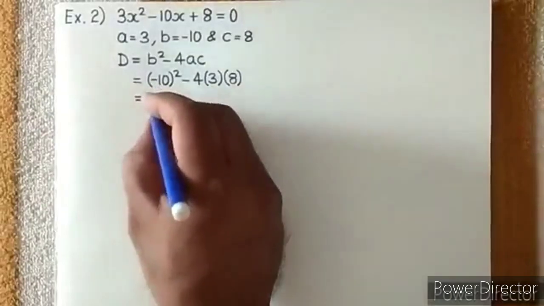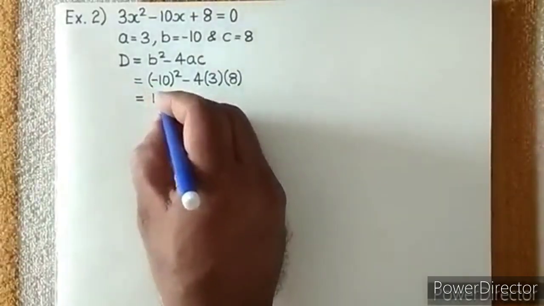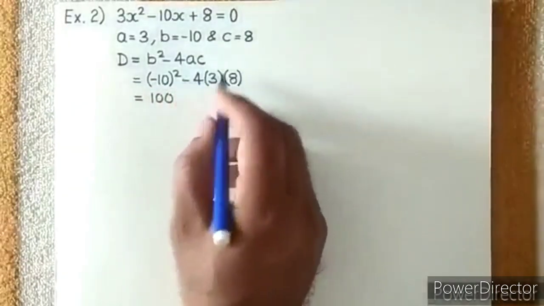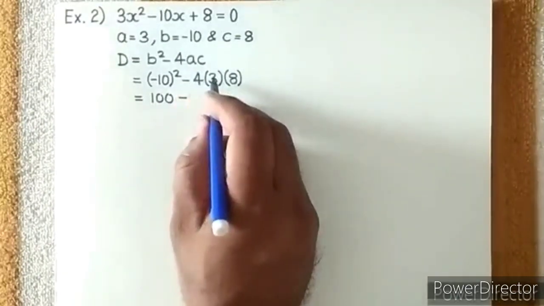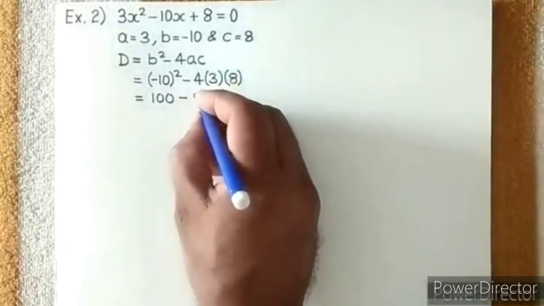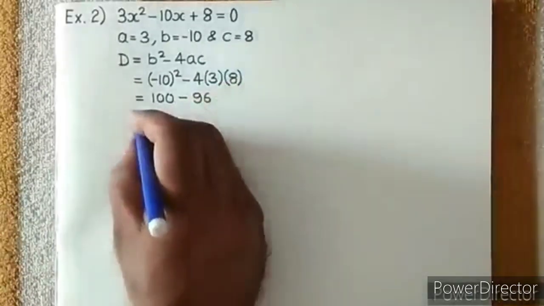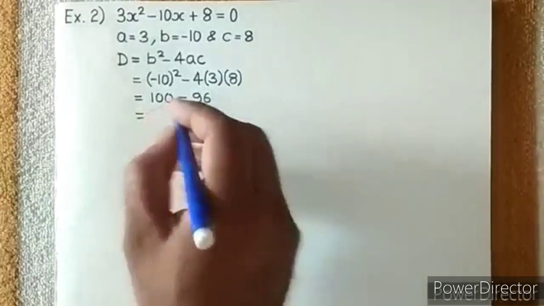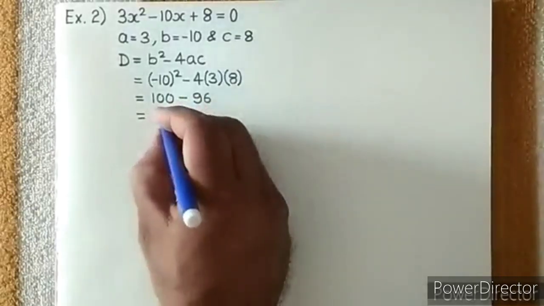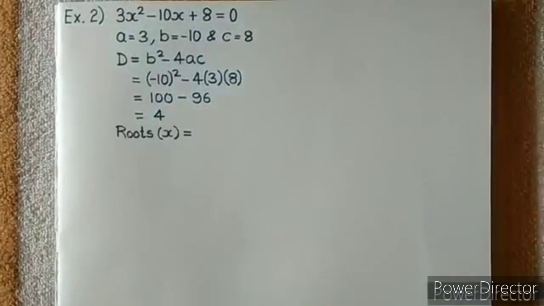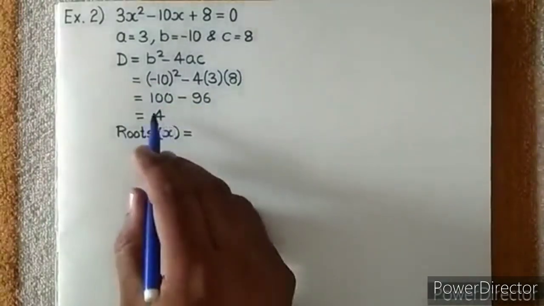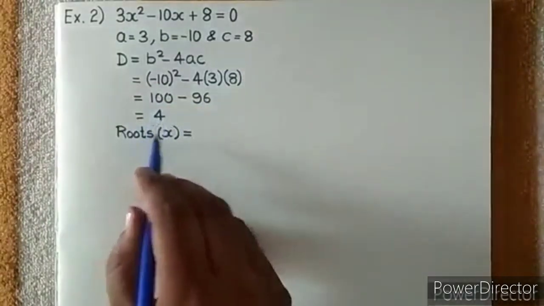Minus 10 square is plus 100. Now plus into minus is minus. 4 3s are 12, 12 8s are 96. So 100 minus 96 will give you 4. Therefore your discriminant is 4. You got the discriminant as 4. Now let's find the roots.